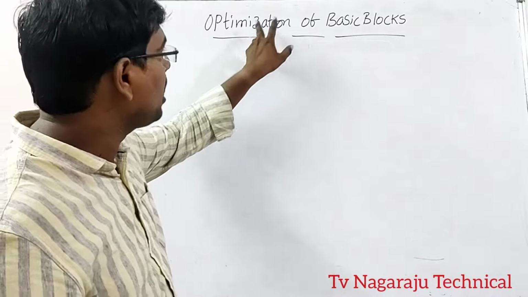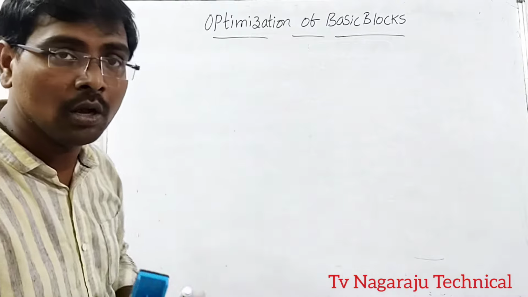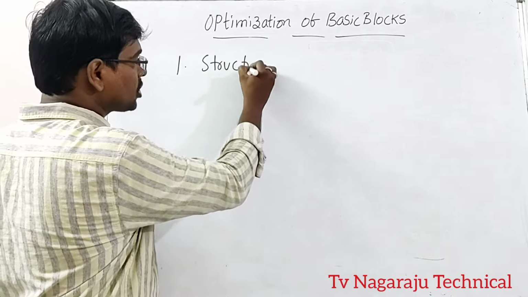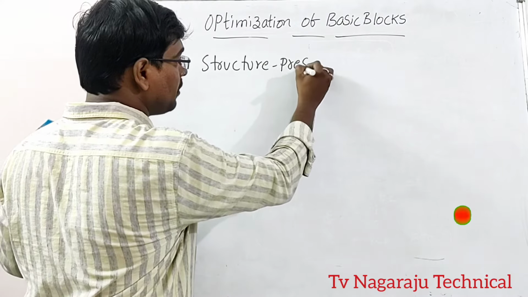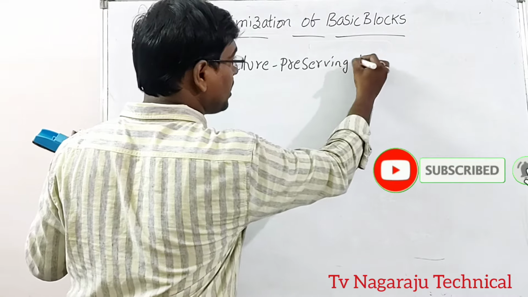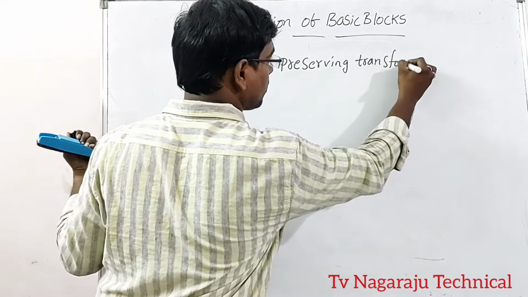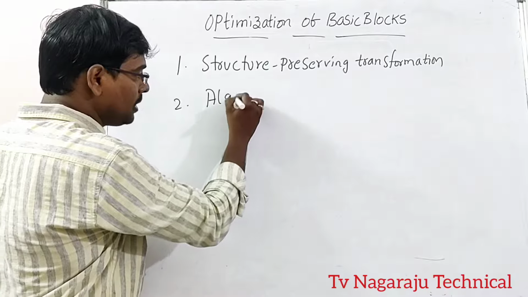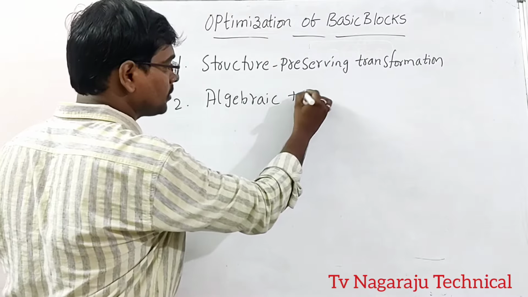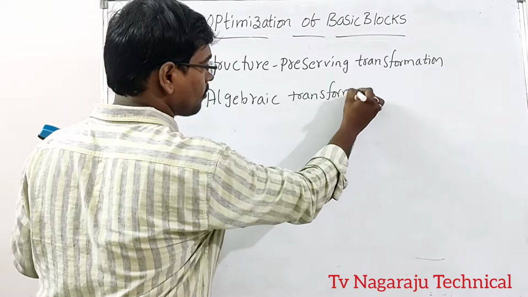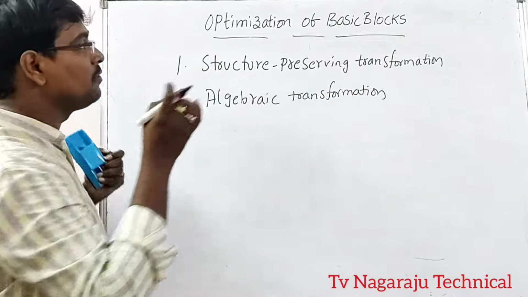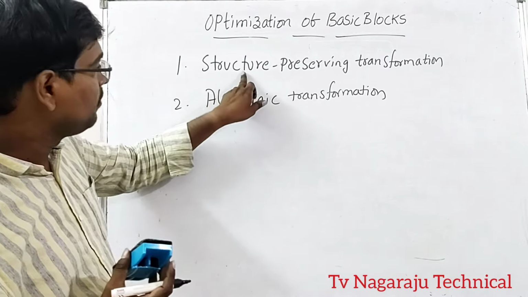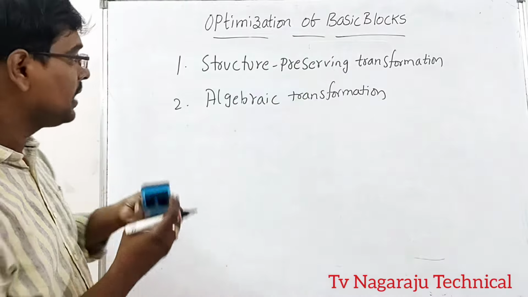For doing the optimization on the basic block, we have two approaches. The first approach is structure preserving transformation. The second approach is algebraic transformation. Structure preserving transformation and algebraic transformation. First we will discuss the structure preserving transformation.